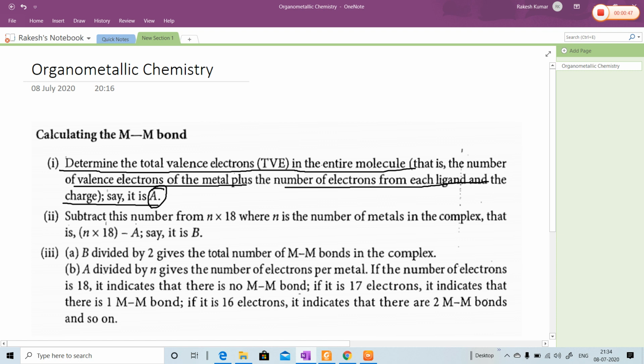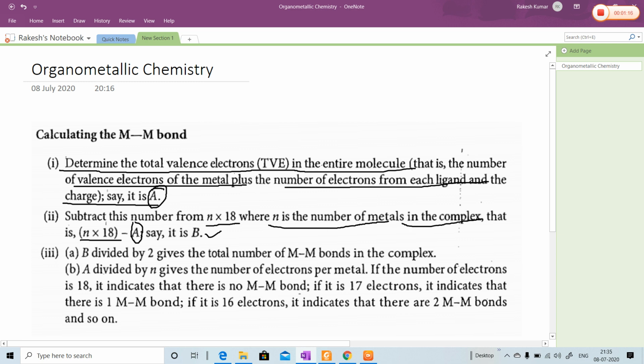In the second step, this A, the value of total valence electron, is subtracted from n into 18, where n is the number of metals in the complex. The term n into 18 minus A, the total valence electron, is equal to B.